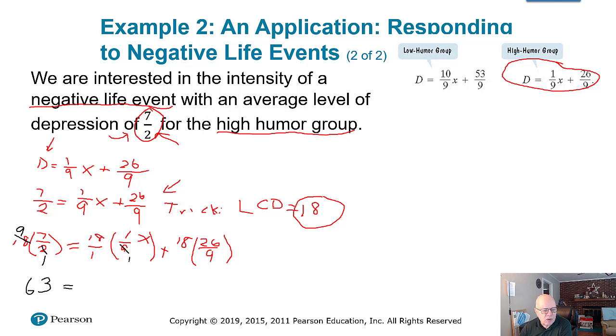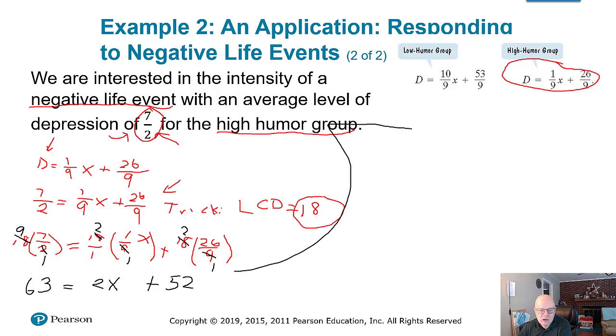9 into this is 1, 9 into this is a 2. So we've got 2. These 1s we can pretty much ignore. So we basically got 2x. No fractions, that's the deal. And over here, 9 into this is 1, 9 into this is 2. 2 times 26 is 52.